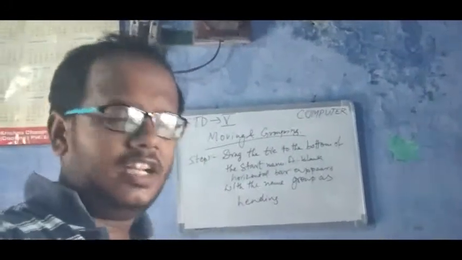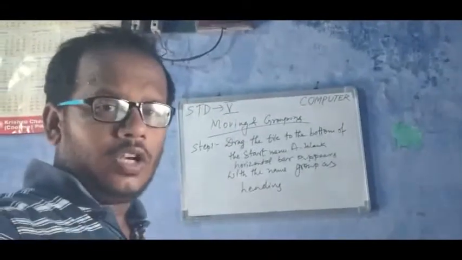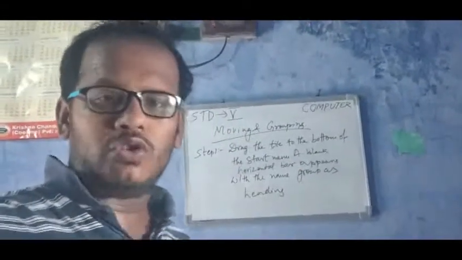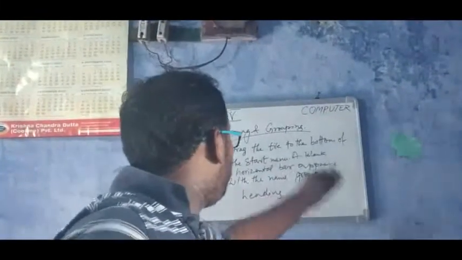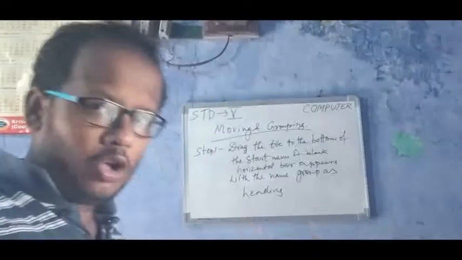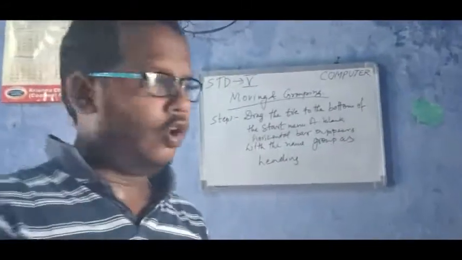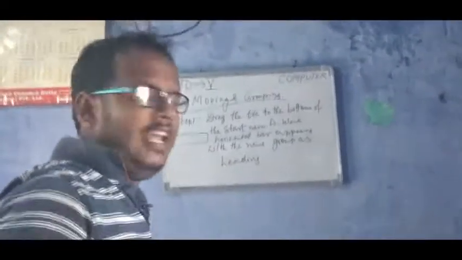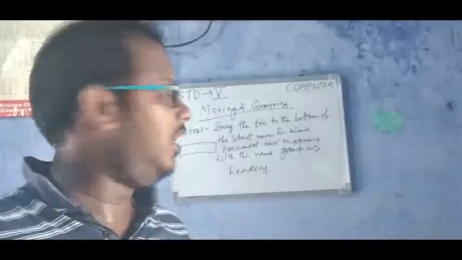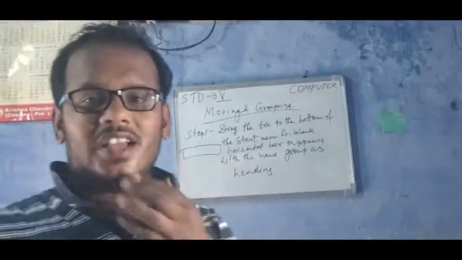How will you be dragging it? By clicking that tile with your mouse and moving it. That's what we call dragging. Drag the tiles to the bottom of the start menu, that means at the end, a blank horizontal bar appears, with the name group as its heading. Clear?